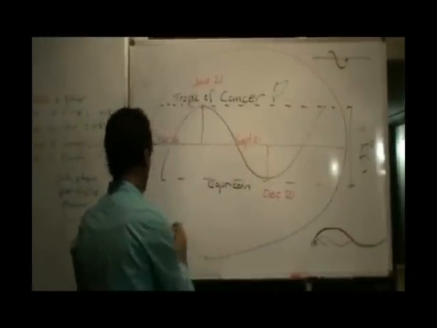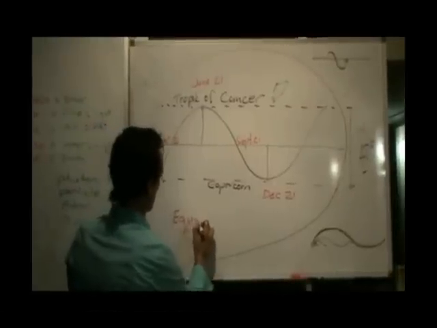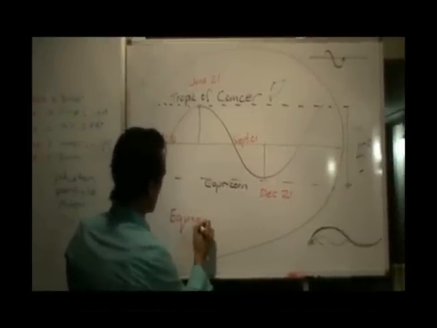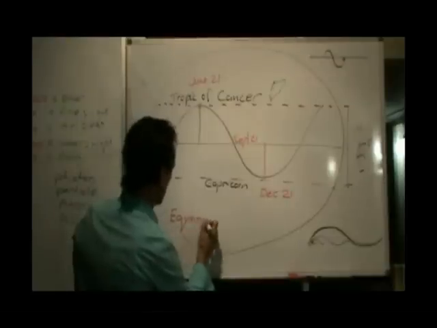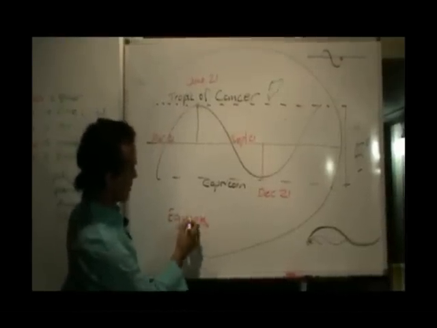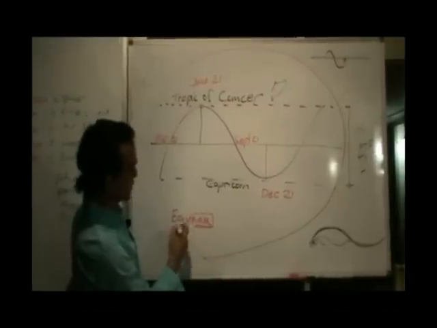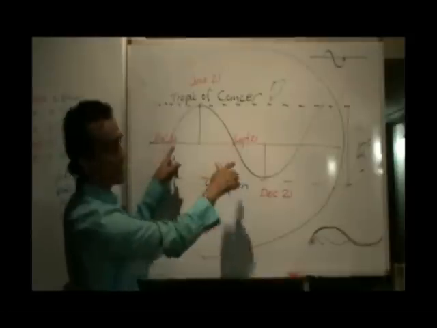So we call those, what have I done? That's an X. Equinox. Nox means night, equal night and day, equal night and day.